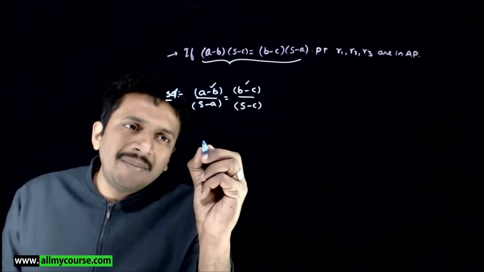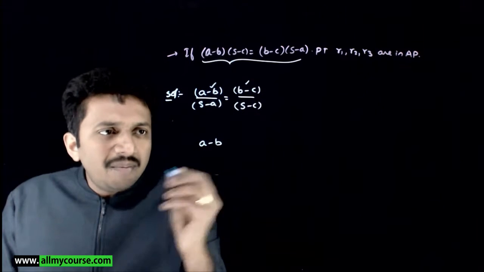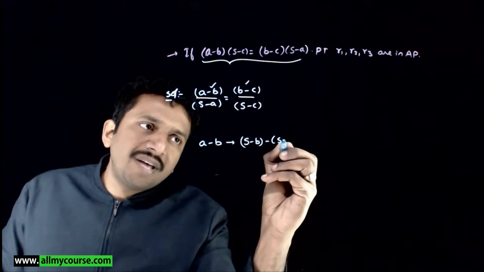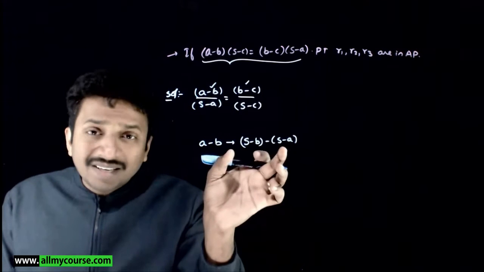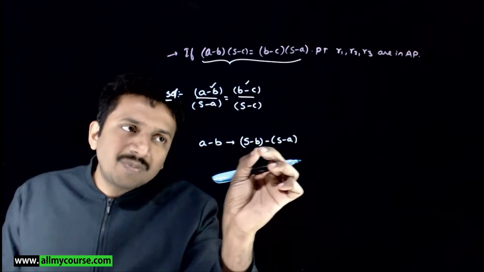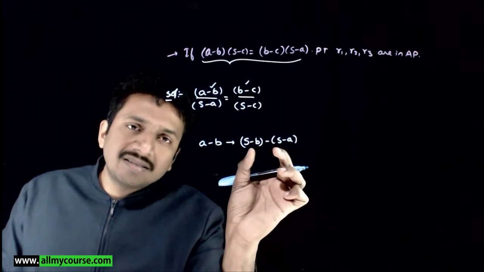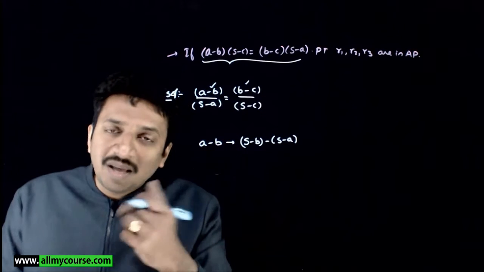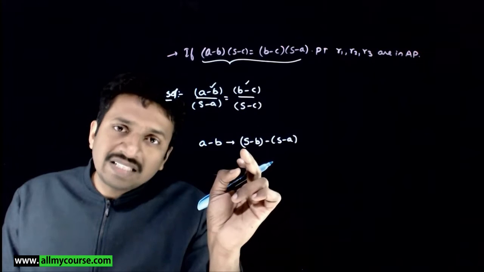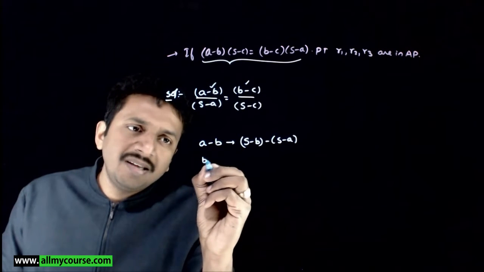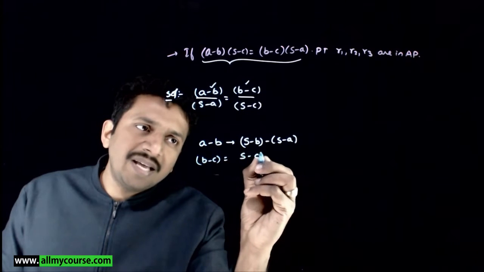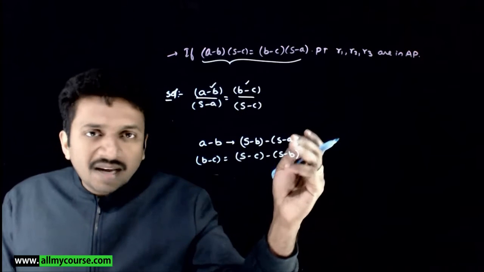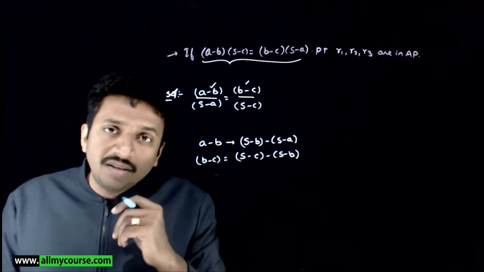Now let us try to simplify these terms a minus b and b minus c. So how can I write a minus b? A minus b can be written as (s minus b) minus (s minus a). So let us see whether this is valid or not. What is (s minus b) minus (s minus a)? The s gets cancelled, so minus b plus a is nothing but a minus b. Similarly, b minus c can be written as (s minus c) minus (s minus b). So these are the two simplifications that I am going to use in this question.